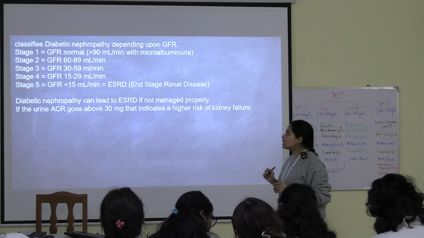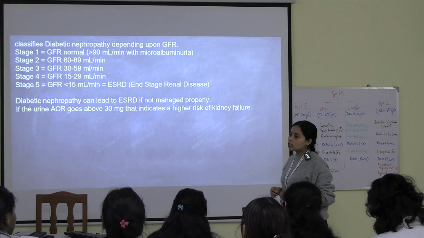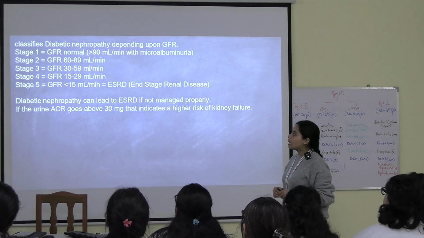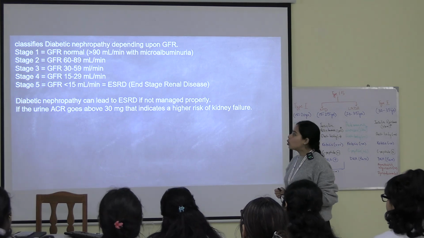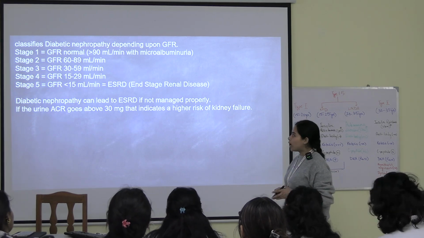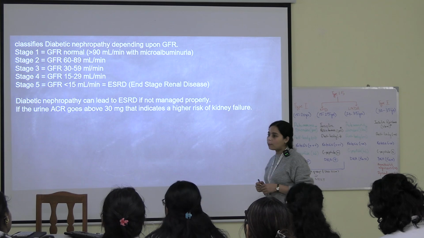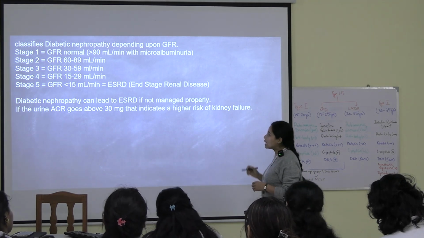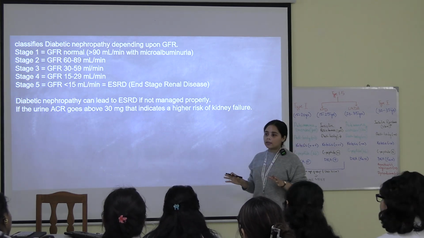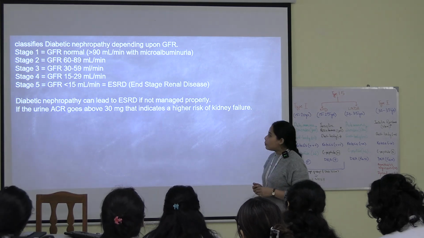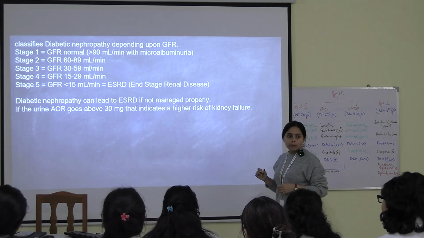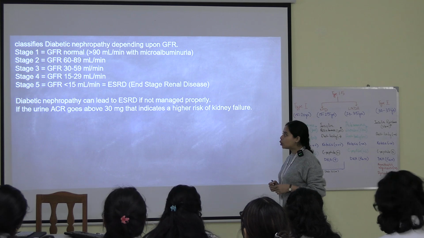In stage 1. In stage 2, the GFR decreases to 60 to 89. In stage 3, it further decreases to 30 to 59. In stage 4, it further decreases to 15 to 29. So you can see slowly the GFR is decreasing. Finally, in stage 5, the GFR is less than 15 ml per minute, which is also known as ESRD, end stage renal disease, where your kidneys are failing. So diabetic nephropathy can lead to ESRD if not managed properly.